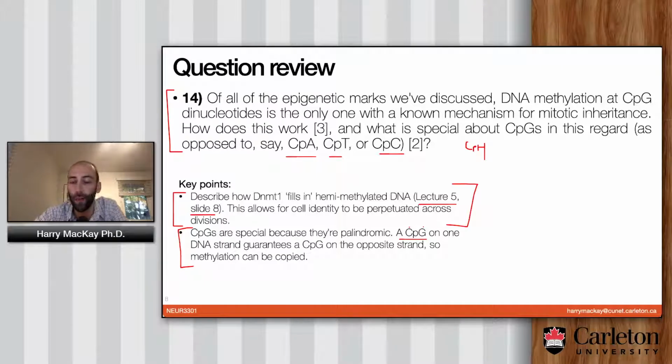A lot of people did get this, and I was happy to see that the word palindromic was mentioned quite a lot. Some people, what I saw was, were getting into things about CpG islands and other kinds of things that aren't really relevant. CpG islands are a place where there's a lot of CpGs. This is true, but it has nothing to do with the question about the molecular biology of inheritance of DNA methylation across mitosis.